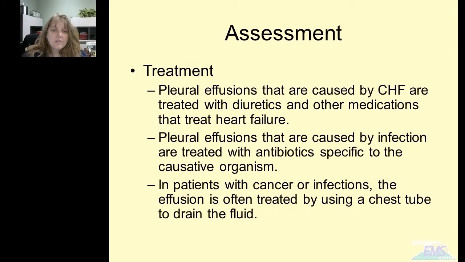But your treatment, if you have pleural effusions that are caused by CHF, those are treated best with diuretics such as Lasix and other medications that actually treat the heart failure itself to improve the contractility of the heart. Pleural effusions that are caused by infection, you look more specifically toward antibiotics depending upon what the causative organism is. And if the patient has cancer or some sort of infection, then the goal is probably to do a chest tube in order to drain the fluid and try to pull some of that infection out.